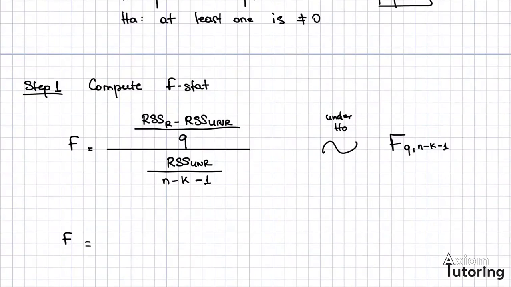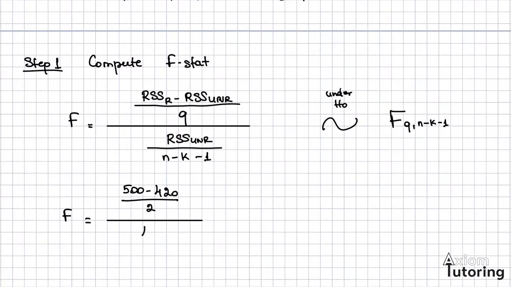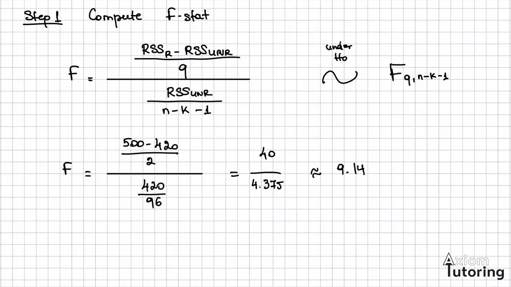Let's compute this properly. Now that we have all the information, this is simply 500 minus 420 divided by 2. Then all of this divided by 420 over 96. If you do the computations, you'll find 40 as your numerator and 4.375 for your denominator, which approximately will give you 9.14. So that means that your F star, the one that you just computed, is 9.14.